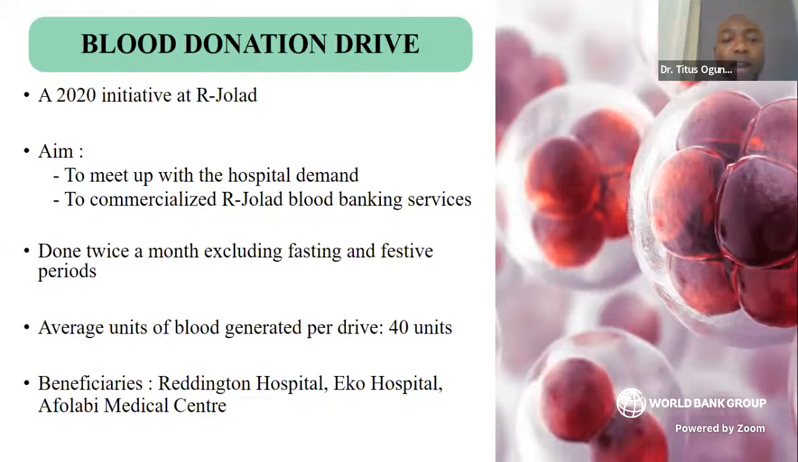Seven donors a month cannot actually meet up with Arjola. As we all know, Arjola is a general hospital in Lagos, and the drive is also to commercialize Arjola blood banking services. As I said earlier, it is done twice a month, excluding the fasting and the festive period. Average units of blood generated per drive is 40 units, and it's important for us to know that we can get as much as 60, 70 per drive.